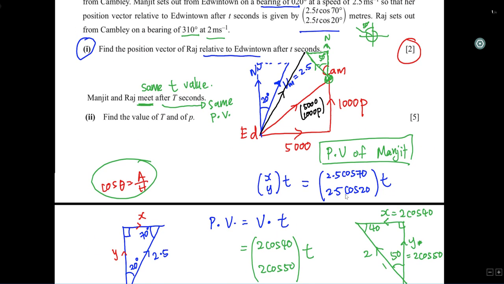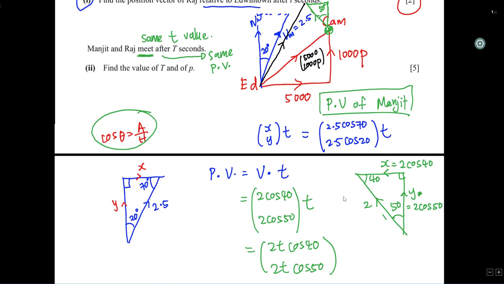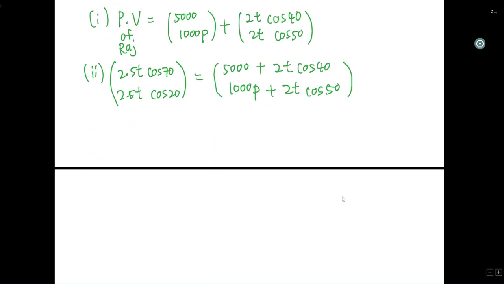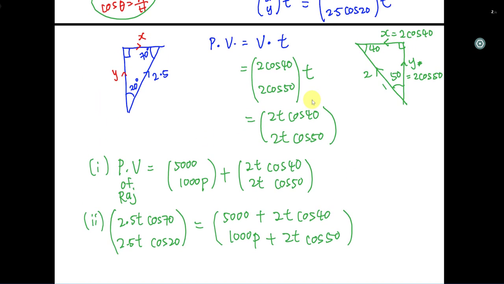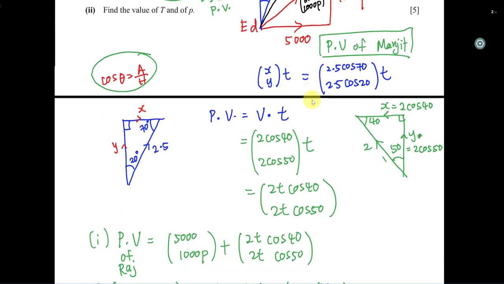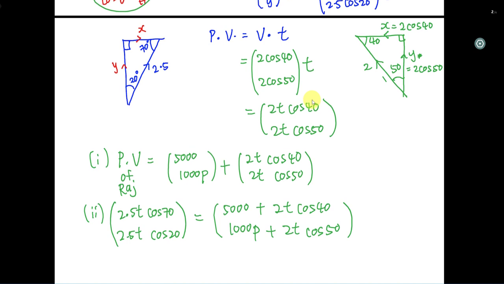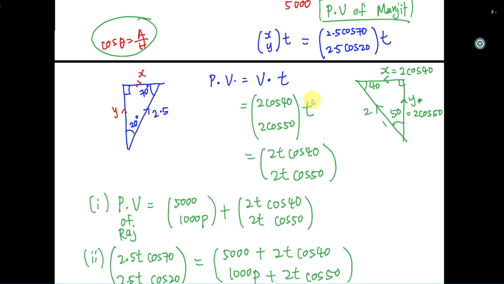So we just solve this one, and we should be able to get the correct answer. I hope I didn't make any mistake here, but let me double confirm. Okay, because I did this question before, I realized I have a little bit of a mistake over here.